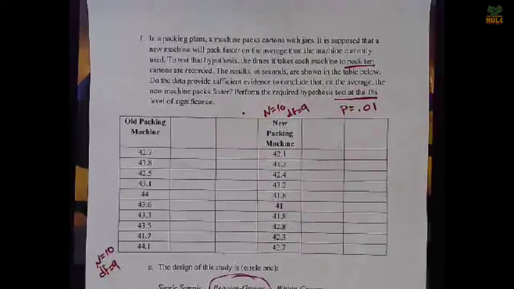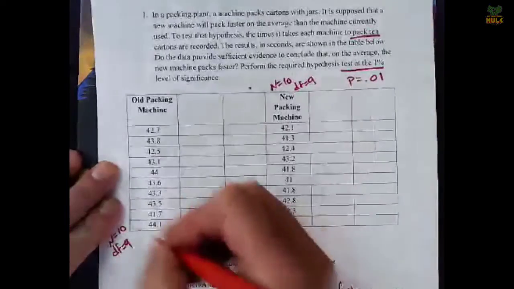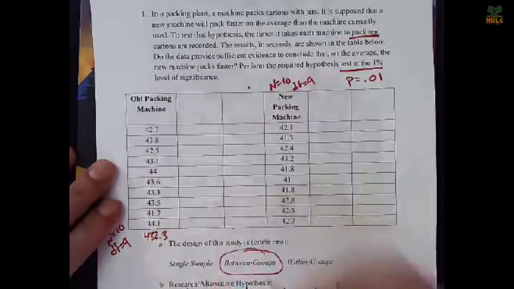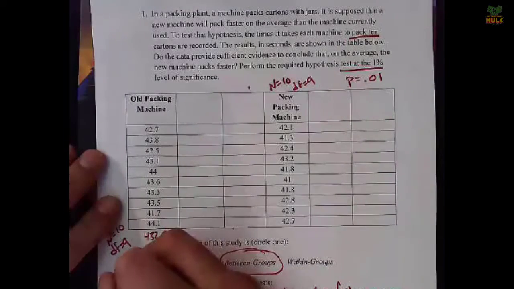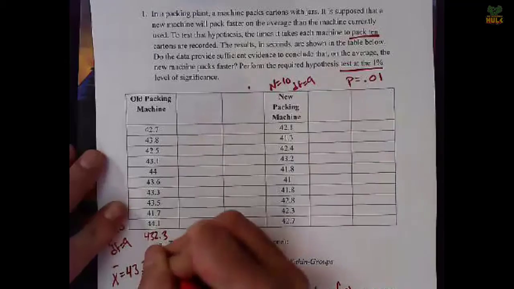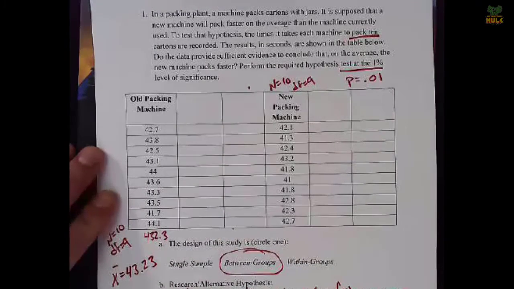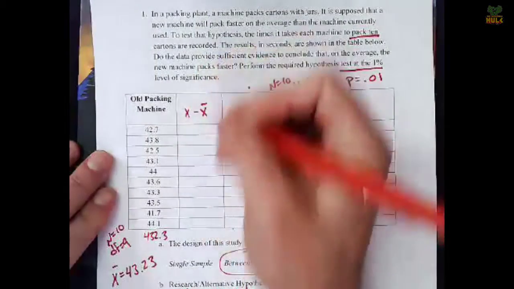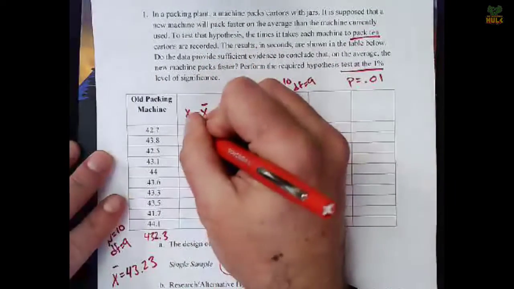Starting first with our sample means. Let's add all these together real quick. You should get 432.3, which then means our sample average for the x variable is 43.23 because our sample size was 10. Okay, so now x minus x bar. All right, let's go.